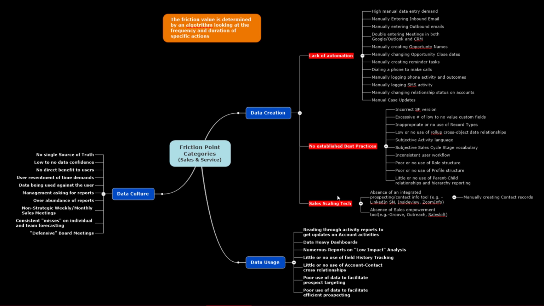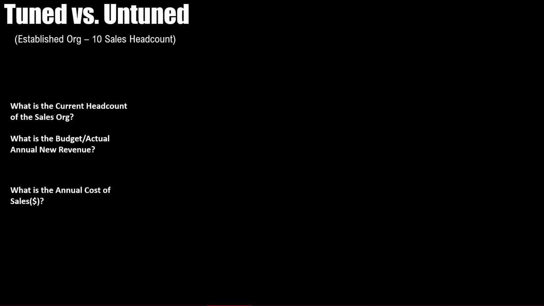They basically sit in three areas. They sit in data creation, data usage, and data culture. We're not going to go through the individual elements in this presentation, but the visual certainly indicates that there are a lot to be addressed here. So let's talk about a typical organization.